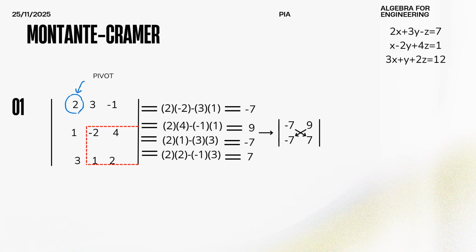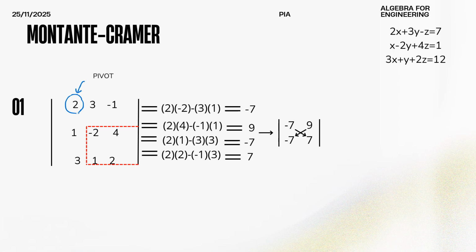minus 1 times 1 and put it in the top right corner, that will be 9, and 2 times 1 minus 3 times 3, that will be -7 again, and will be in the lower left corner, and 2 times 2 minus 1 times 3, that will be in the lower right corner.